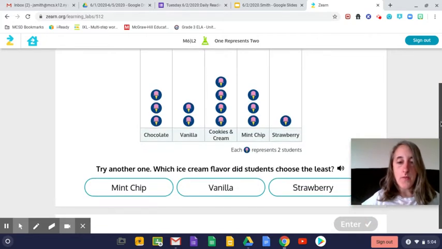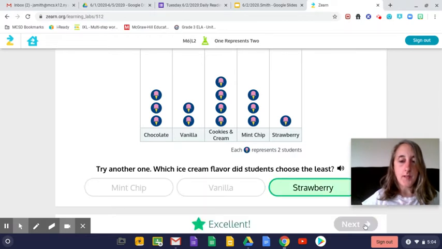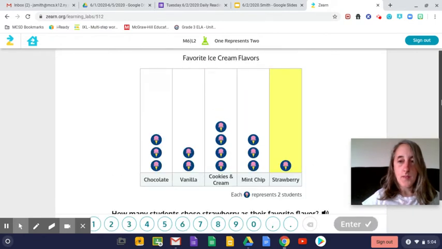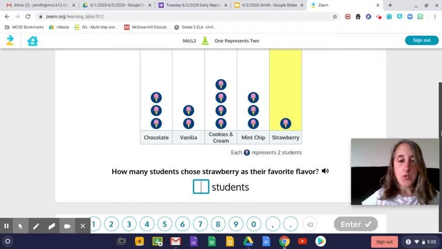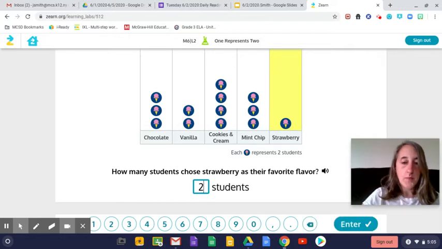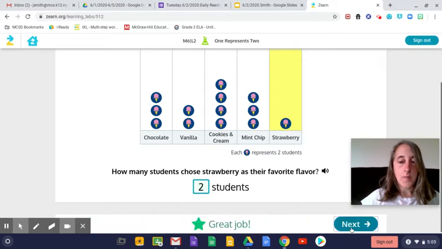So now it says try another one. Which ice cream flavor did students choose the least of? Which one has the least amount of cones? Looks like strawberry. There's only 1 there. So how many students chose strawberry? Well, if each one represents 2, there's how many students here? 2. You guessed it. Good job.